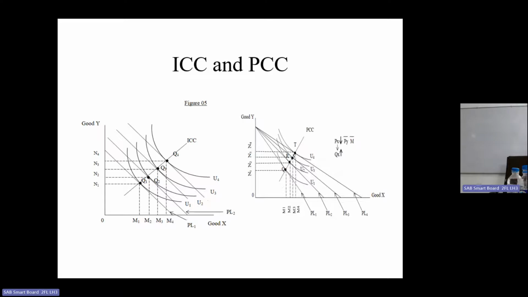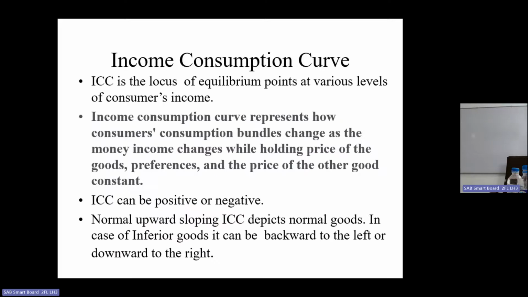Taking these equilibrium points, we can derive the price consumption curve, right? With respect to the price change, how the consumer chooses the mix of products, like X and Y. So we combine these points to get the price consumption curve. That is what we identified last week, and I explained all these things further.